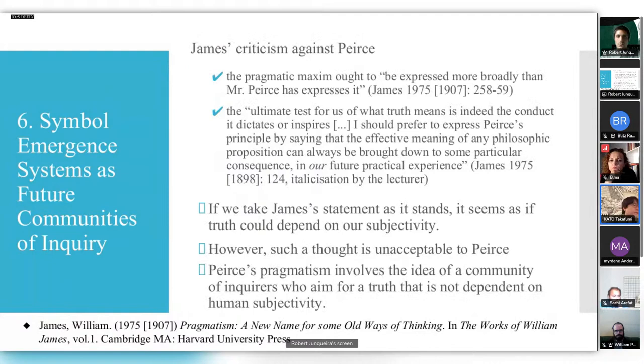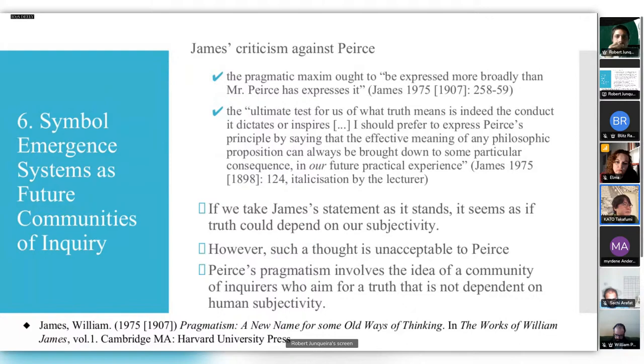In his article, How to Make Our Ideas Clear, published in 1877, Peirce formulated his famous pragmatic maxim. However, he was not satisfied with this formulation and continued to try to reformulate pragmatist thoughts more rigorously over the next 30 years. It was during this period that William James gave a series of lectures that brought pragmatism to the public attention. James's Pragmatism, published in 1907, is a compilation of these lectures.